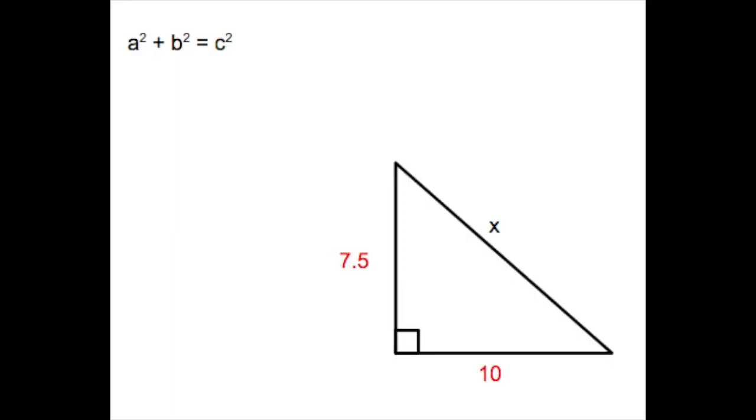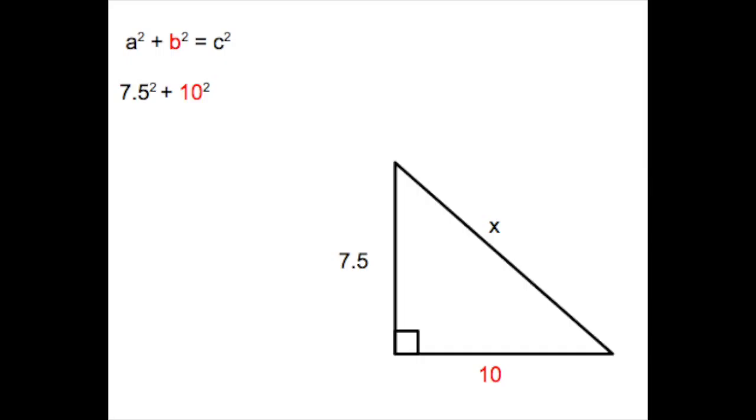7.5 and 10 represent the measurements of the legs, because remember, the legs are the sides that form the right angle of the right triangle. So we can substitute these values in for a and for b. It does not matter which one is a and which one is b. We will substitute 7.5 in for a and 10 in for b.